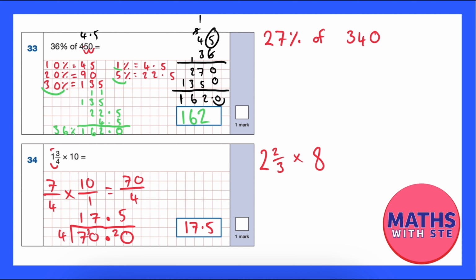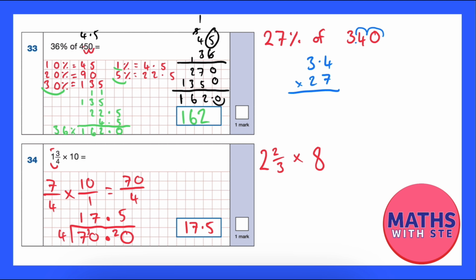Okay, so 27% of 340. I'm going to do it the second way that I did it this time, just to mix things up a little bit. So 2 times over 3.4. You know what, I'm just going to move this. In fact, I'm just going to not talk it through. So if I go 3.4, I'm going to times that by 27.